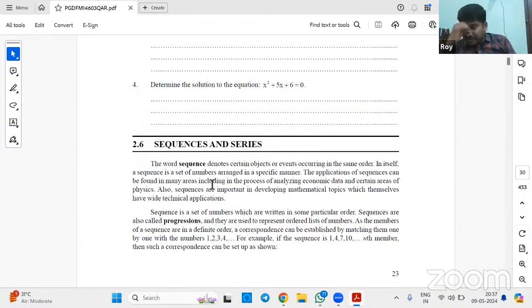Now, let's go into sequences and series. What are sequences and what are series? The word sequence denotes certain objects or events occurring in the same order. In one order, it is happening. A set of numbers arranged in a specific manner. The applications of sequences can be found in many areas, including analyzing academic data or physics. Sequences are important in developing mathematical topics which themselves have wide technical application. In other words, they are in a proper order. Let us say 1, 3, 5, 7, 9, 11. What is this order?